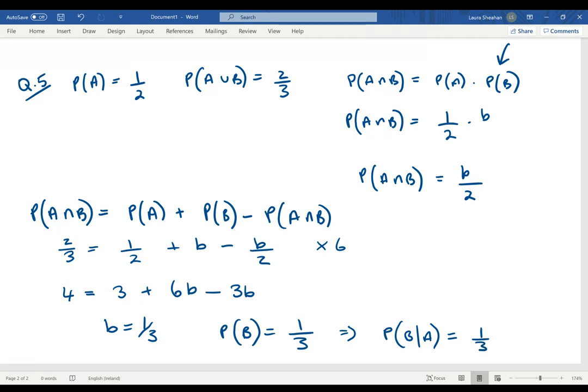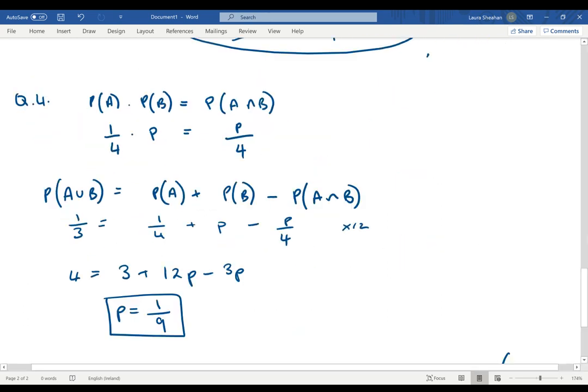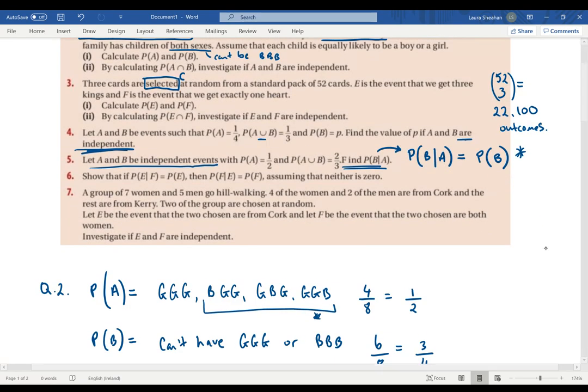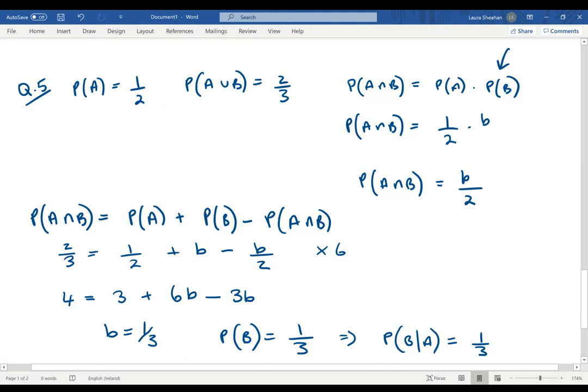Okay, next question is question 6 here. Show that if the probability of E, given that F has already happened, is equal to the probability of E, so it's an independent event, so E and F are independent, then the probability of F, given that E has already happened, is equal to the probability of F. So in other words, if they're independent events, it doesn't make any difference whether it's E given F or F given E, assuming neither is 0.